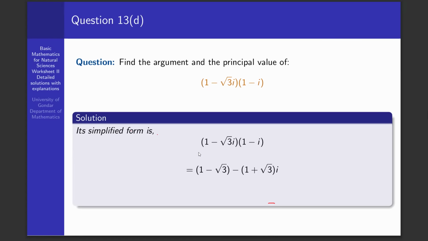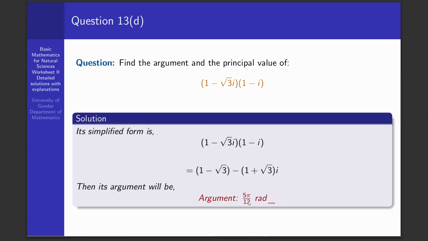Therefore, the argument, or the principal argument, of this one could be tan inverse of negative 1 plus radical 3 over 1 minus radical 3, which could be approximated as 5 pi over 12 rad. I can use a scientific calculator. That is tan inverse of negative 1 plus radical 3 over 1 minus radical 3, which is 5 pi over 12 rad.